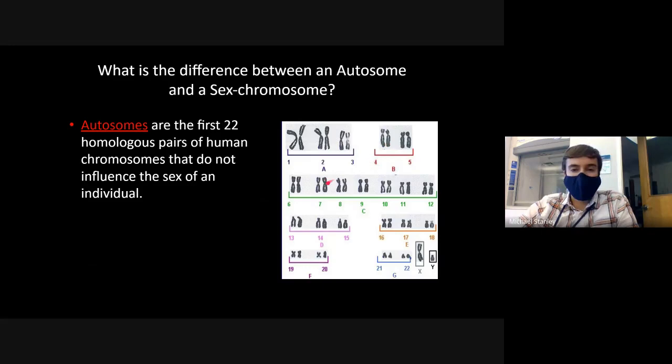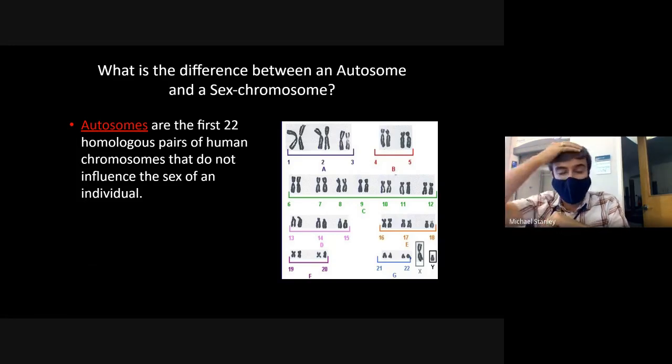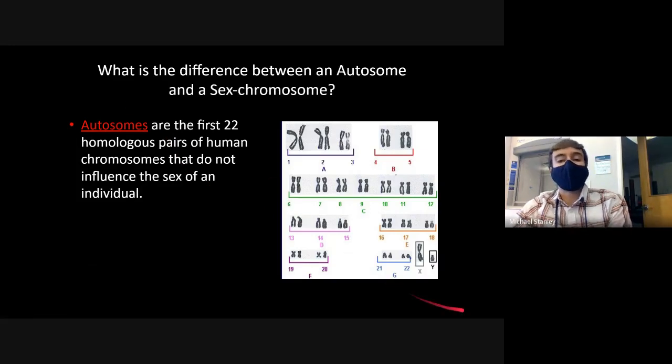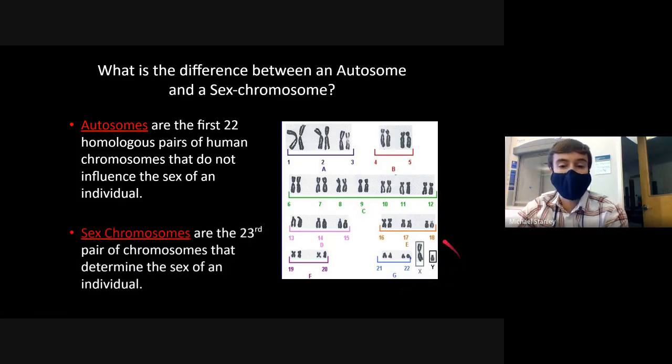So autosomes, like I mentioned, is the name given to these first 22 pairs of human chromosomes. So again, they do not influence the sex of the individual. They can influence hair color, eye color, skin color, height, whether or not you have freckles, whether or not you have a widow's peak for your hairline, all sorts of stuff like that can be determined by the autosomes. But the major thing that is not is the sex of the person. That is determined by this 23rd pair of chromosomes, also called the sex chromosomes.